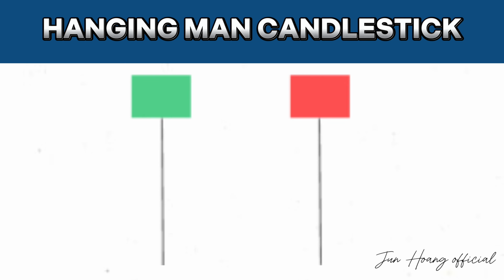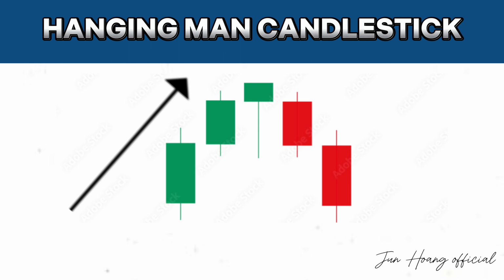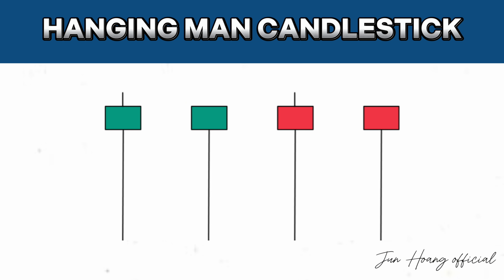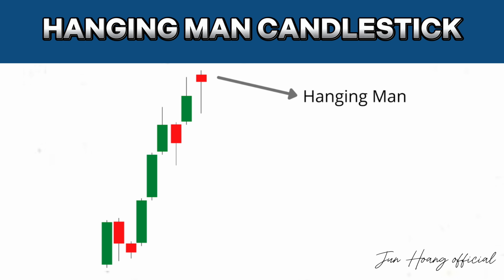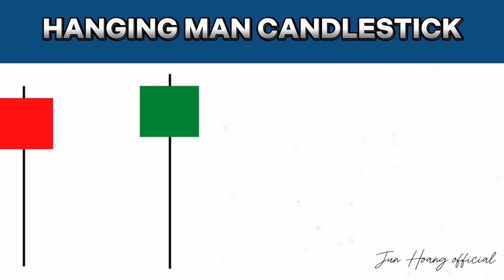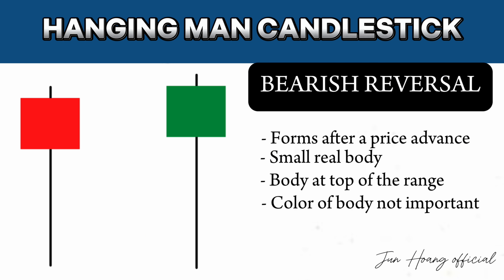The hanging man is a bearish candlestick pattern that typically forms at the end of an uptrend and signals a potential reversal to the downside. It looks like a small candlestick with a short body and a long lower shadow, resembling a hanging man, with its legs dangling below. The key characteristics of a hanging man candlestick are: the candlestick has a small real body, typically colored black or white. The lower shadow, or tail, is at least twice the length of the real body. There is little or no upper shadow.